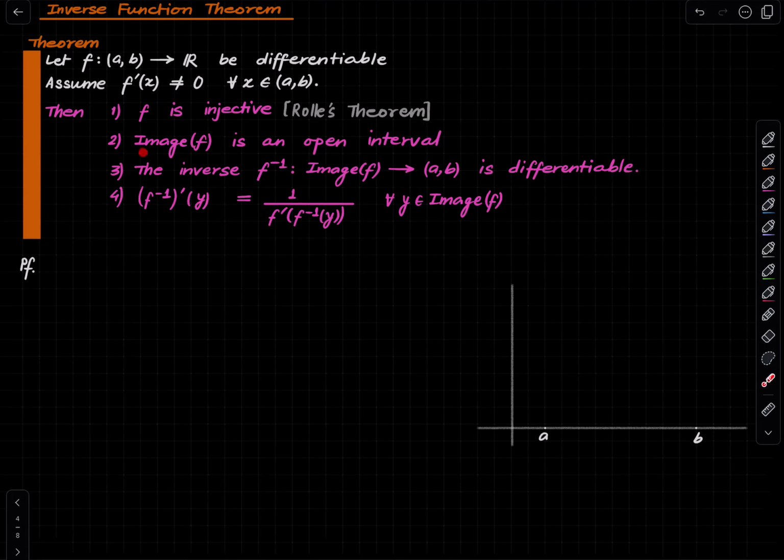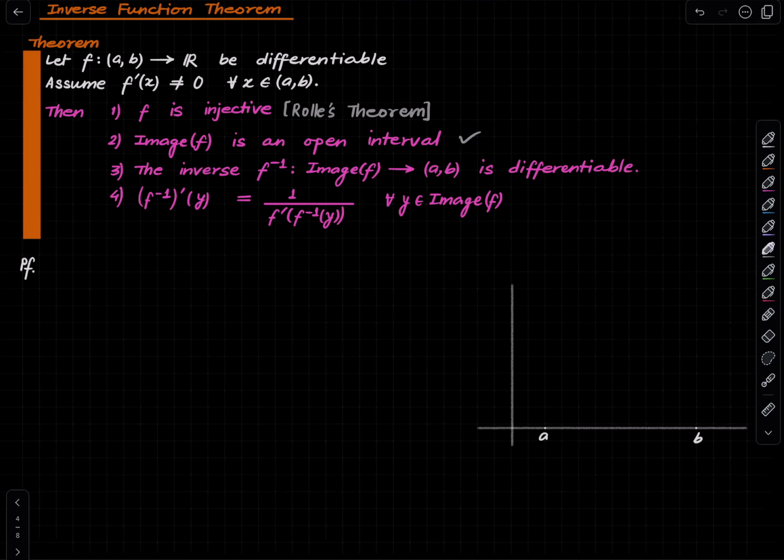Now, the image of f is an interval. That is clear because f is, in particular, a continuous function. But why is it an open interval? Just look at the exercise that I left you in the recap section. We have an injective continuous function. We just showed it is injective. So we have an injective continuous function defined on an open interval, and hence its image is also an open interval. This is precisely the exercise that I left you with. So this is also done.